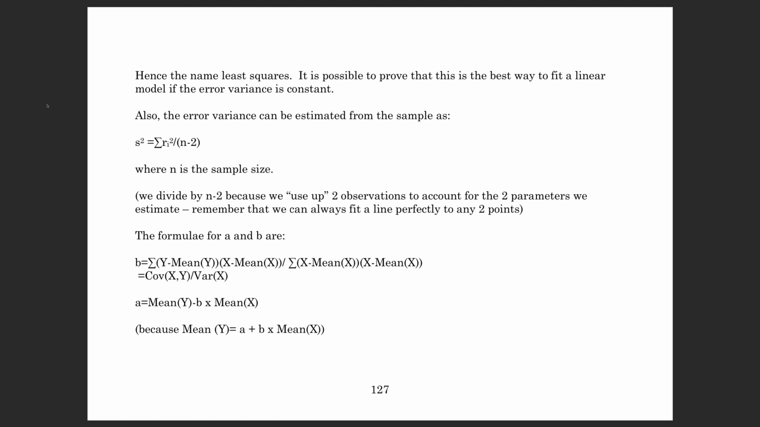Now the formulas for little a and b are a bit complicated. We don't really need to look at these. The calculations are going to be done for us by our statistical package or our calculator. The formula for little b I've written down here just for reference. We don't really need to know it. Once we know little b, finding little a is very simple. It's just the mean of y minus b times the mean of x, because the mean of y is just a plus b times the mean of x. So that's very nice and simple. Once we know little b, we can always find little a.